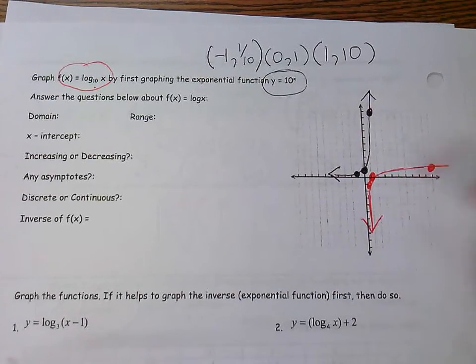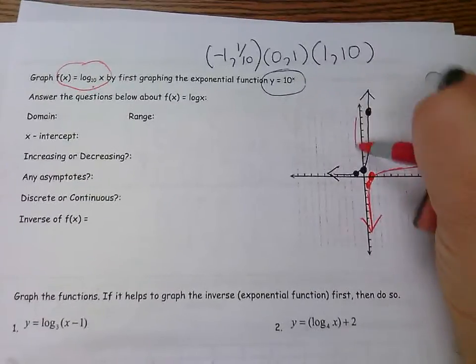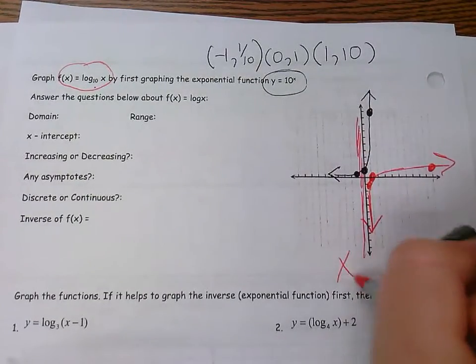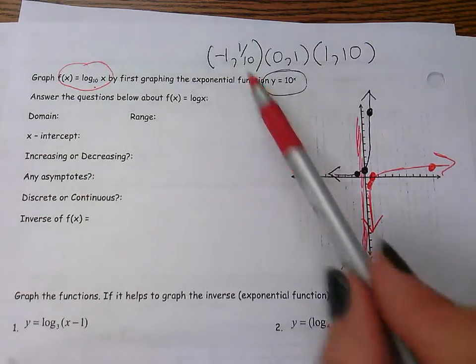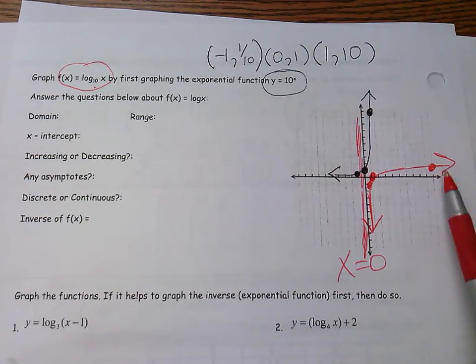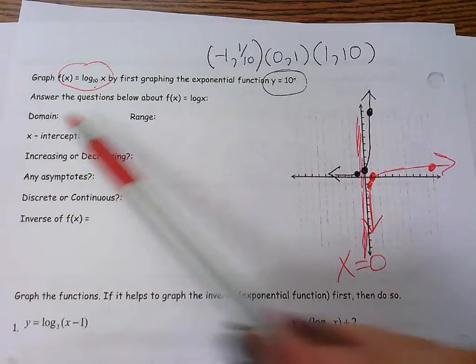It doesn't touch that x-axis. Remember, this is an asymptote. X equals 0 is an asymptote for the red graph. So if you just have 3 key points on the exponential, you've got 3 key points on the log function, and that should be enough. So let's write our domain and range of this log function.